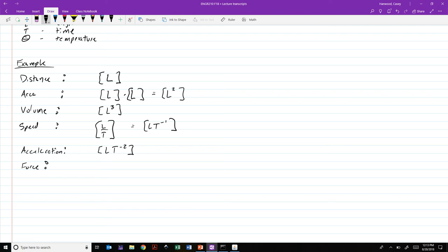What about force? What does Newton's second law say? F equals ma. That is a mass times an acceleration. Mass is one of our four basic dimensions, and acceleration we've got right here. So we simply multiply those two, and we end up with mass, length, time to the negative 2.